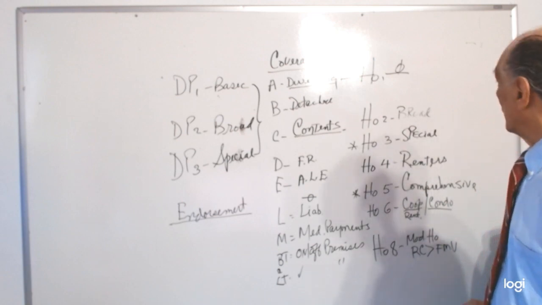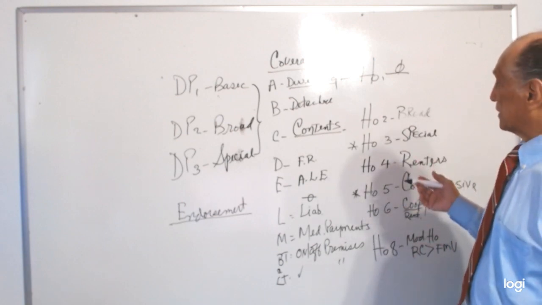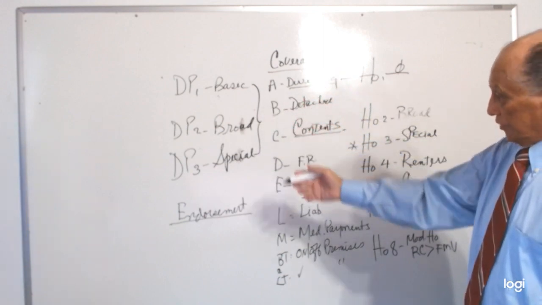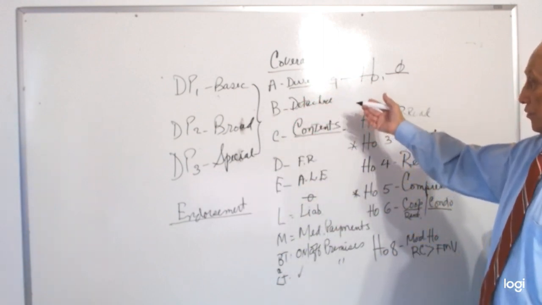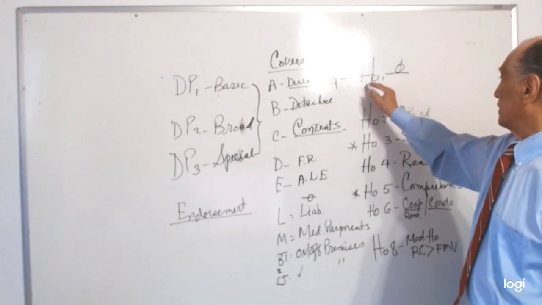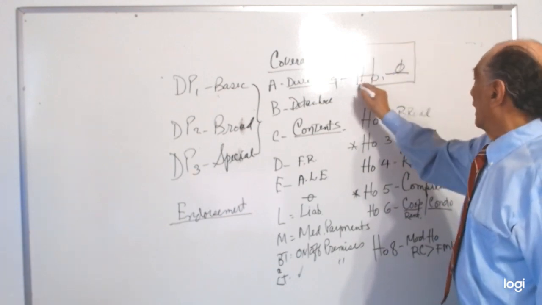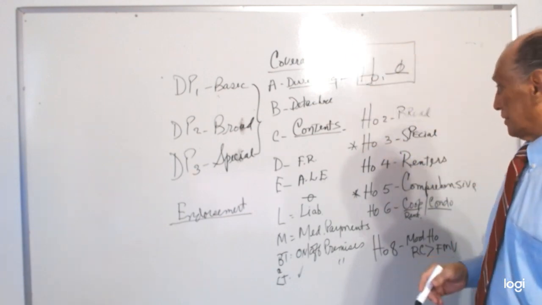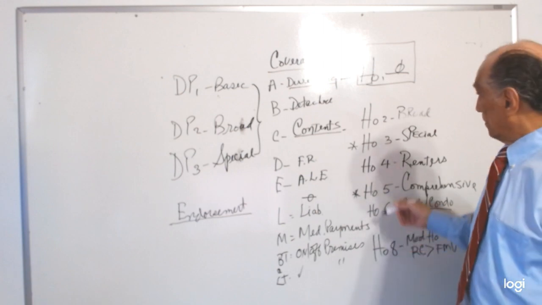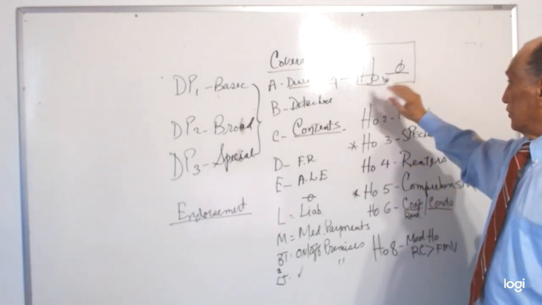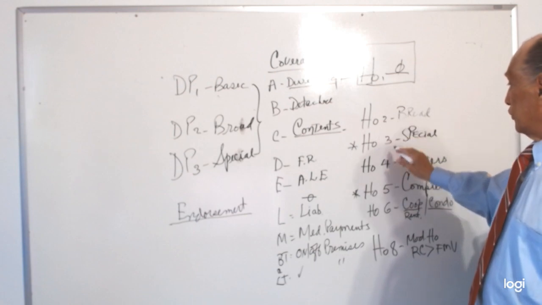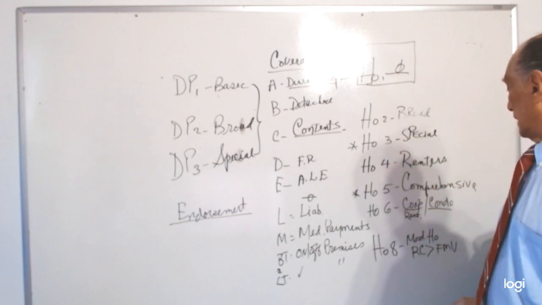Okay, so this is what you must understand. DP 1, 2, 3 is similar to homeowners policy, and these are the anomalies, if you will, the differences. So we have no HO1, but we do have HO2, 3, 4, 5, 6, and 8.